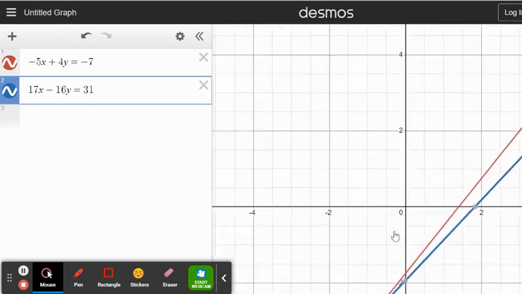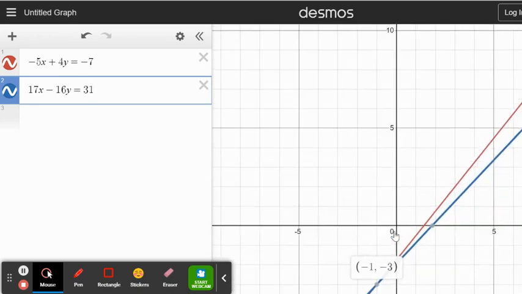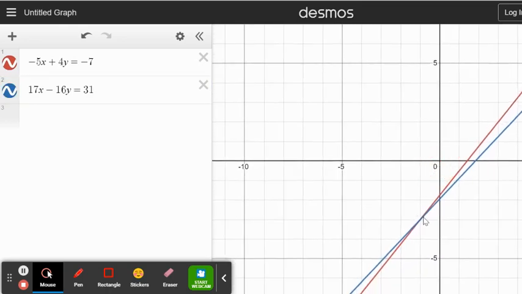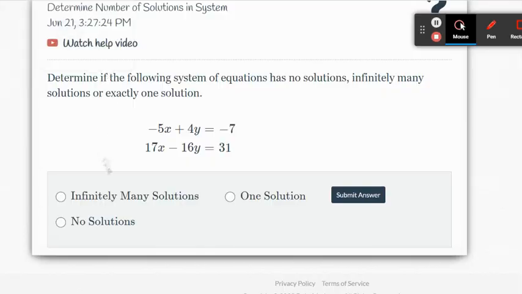Doesn't matter how far you zoom out or in. The intersection is what we're looking for. That coordinate right there, -1, -3, is the solution that we would find by elimination. That is the one solution we would find by elimination because there's only one solution of two lines intersecting. So there is a single solution, one solution. That's what we select for this system.